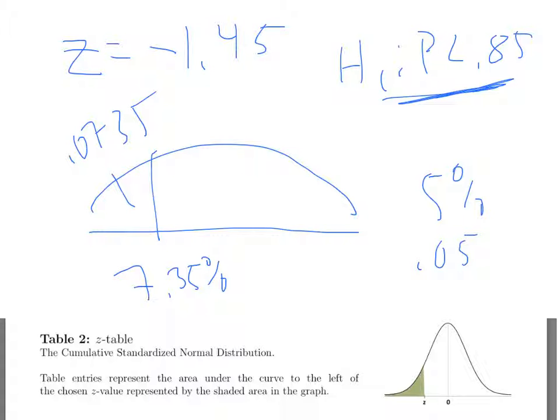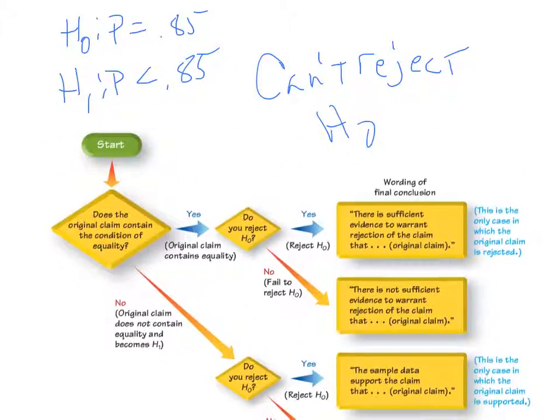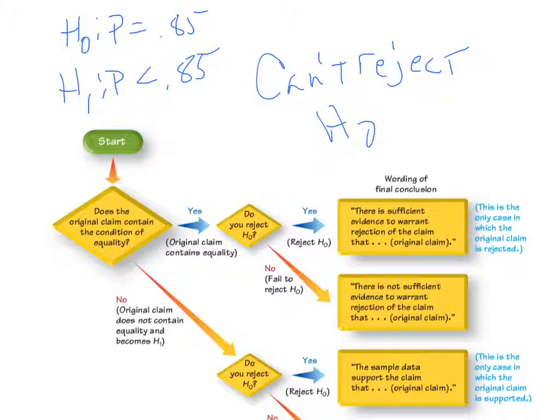Okay, so now let's pull this all back and wrap up a conclusion. We decided that we couldn't reject H0. So what does that mean? How do we word this to sound like we know what we're talking about? I just posted this flow chart, which came from another textbook, in the Moodle portal today. It's Saturday. I initially said that H0 was the claim. If you use a flow chart, does the original claim contain the condition of equality? Well, we said equal to 85 or greater, so yes, we did have a condition of equality. Did we reject H0? No, we didn't.